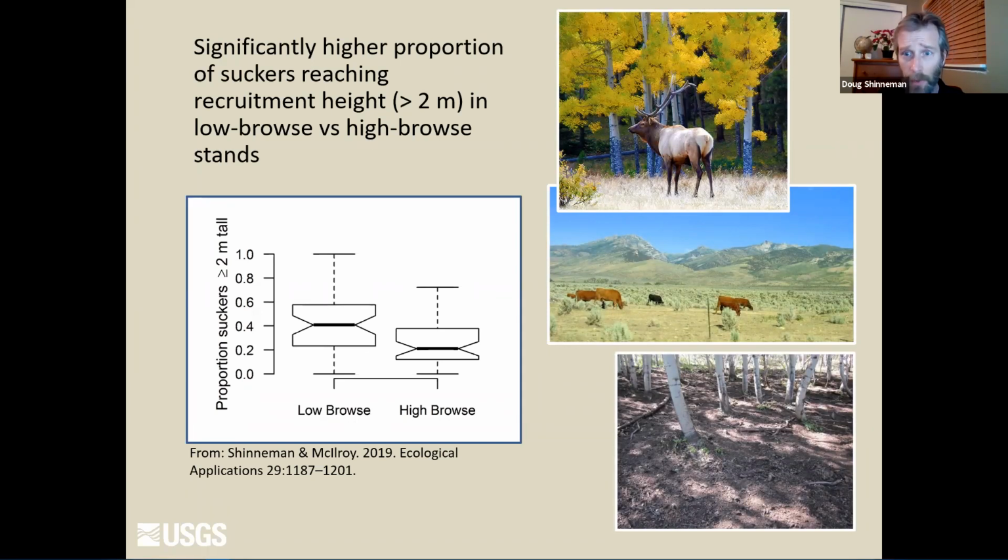And in that same study, we found a significant difference in the proportion of suckers reaching recruitment height between plots classified as either low or high browse in our study area. Recruitment height is often considered to be around 2 meters tall, because that's generally tall enough for a young aspen to be less susceptible to mortality from browsing. However, I should point out that excessively browsed stands were relatively rare in our sites, and thus had pretty negligible effect on our landscape scale rates of recruitment.